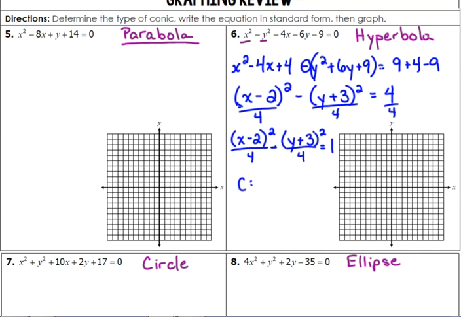So our center, the x-coordinate is positive 2, the y-coordinate is negative 3. Go ahead and plot that, 2, negative 3. In this case, our a squared and b squared are the same value. So a is 2, b is 2. So we're going to go 2 in all directions.